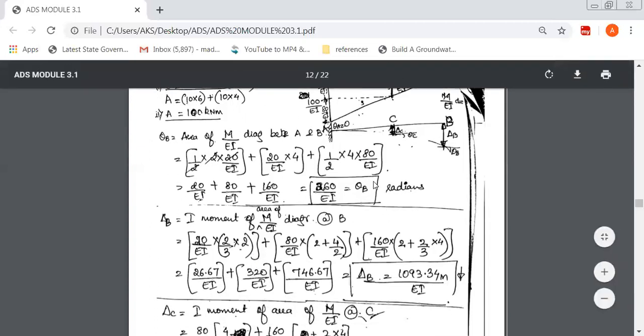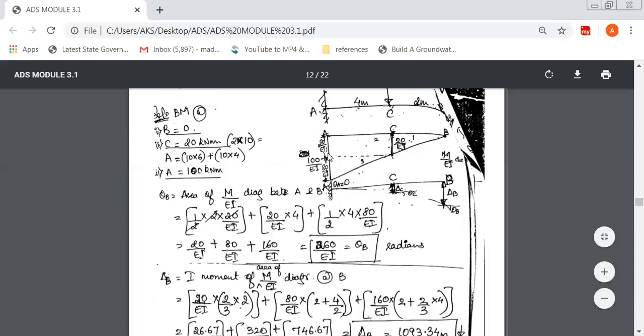Likewise, second, area of a rectangle. So area of rectangle we have already found out here. We'll write down this value 80 over EI. So this is the area of the rectangle. So CG of this rectangle is 4 divided by 2, this 2 meter. But you are finding about B point because we're finding delta B, so you have to find the moment about B. So you have to add plus 2 for this. So it's 4 divided by 2 plus 2.